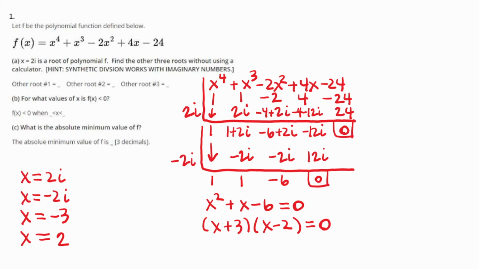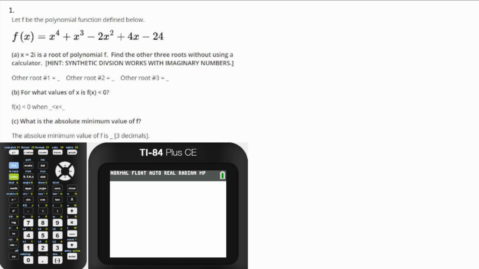Okay, that was part A. Looks like I'm going to need a calculator for the rest of them, so I'm going to need to bring that in. Alright, so I'm going to need to plug this polynomial into the calculator so I can graph it and figure out for what values of x is f of x less than 0.